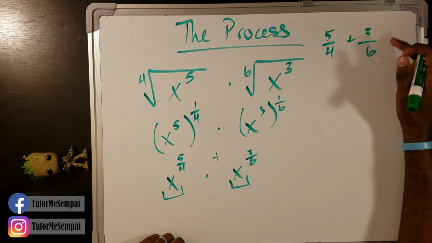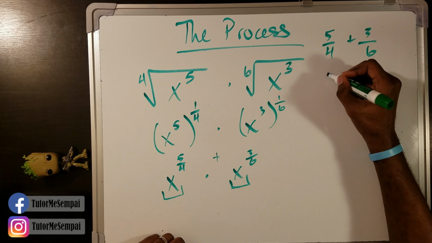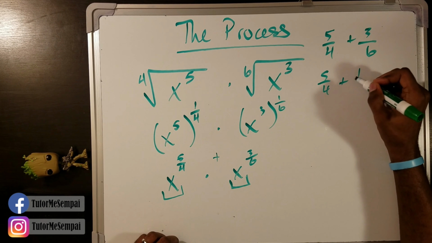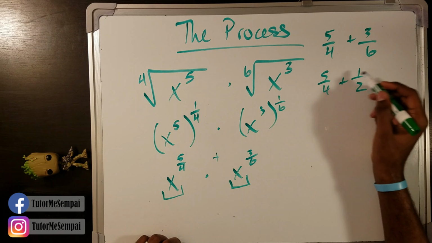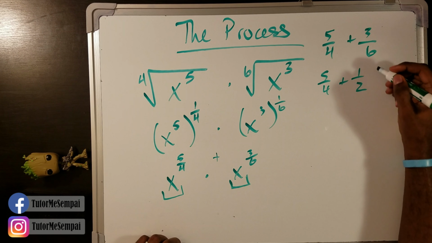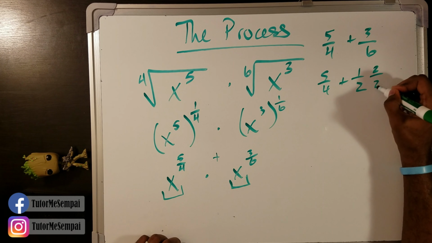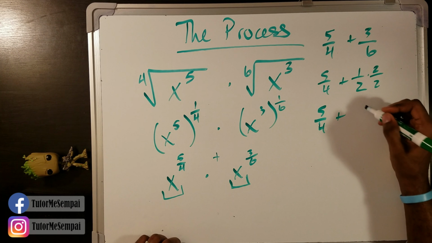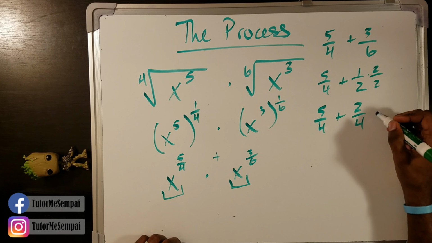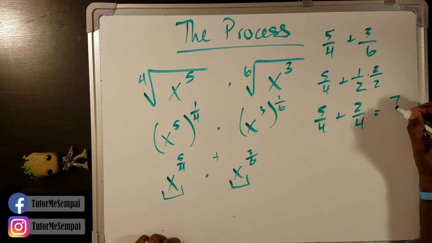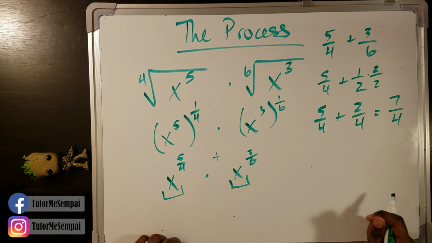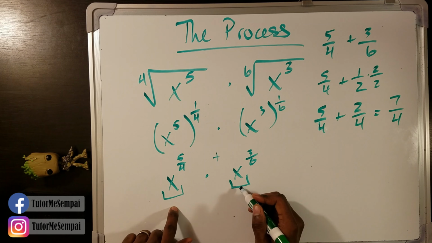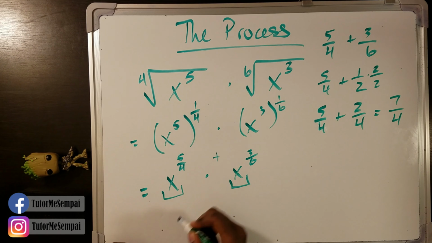5/4 plus 3/6. We can actually simplify this 3/6 to be 5/4 plus 1/2. So now we have 5/4 plus 1/2, and we just need to multiply this top and bottom by 2 over 2. That's going to give us 5/4 plus 2 over 4, which is going to give us 7 over 4. That is going to be our new exponent, and we're going to keep this x as our base.